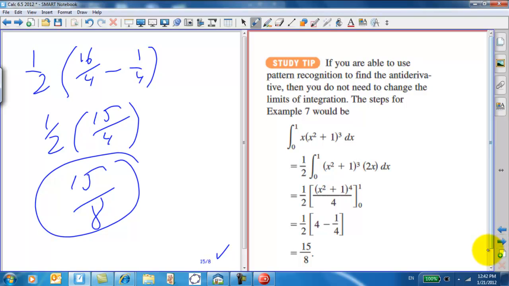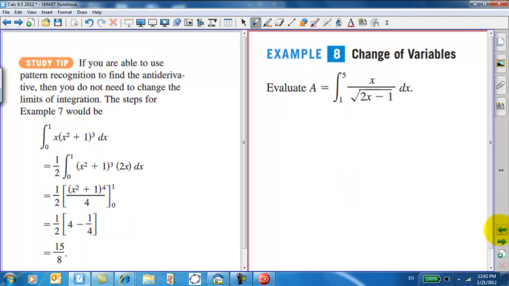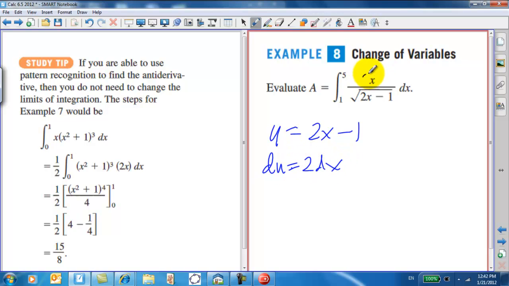Okay? Now here's a person who did this without ever doing a u in there. If you use pattern recognition, you don't need to do the u substitution. And that's fine. Nothing wrong with doing it that way. Let's try our change of variables again on this one. We let u equal 2x minus 1 because that's an inner function. So du is 2 dx. So we can take care of that right away. There's our 2 dx and our 1/2.